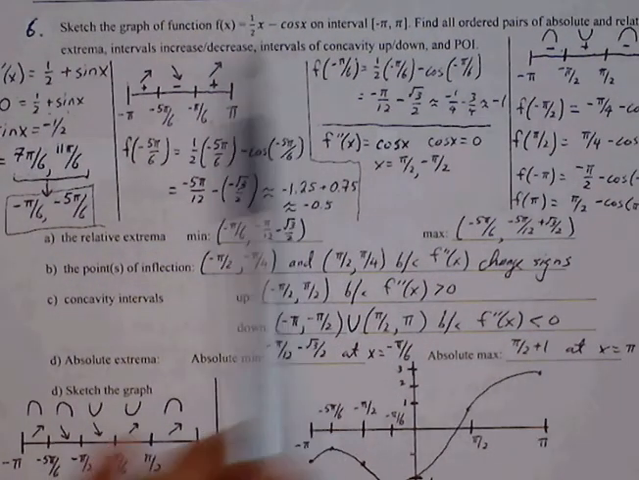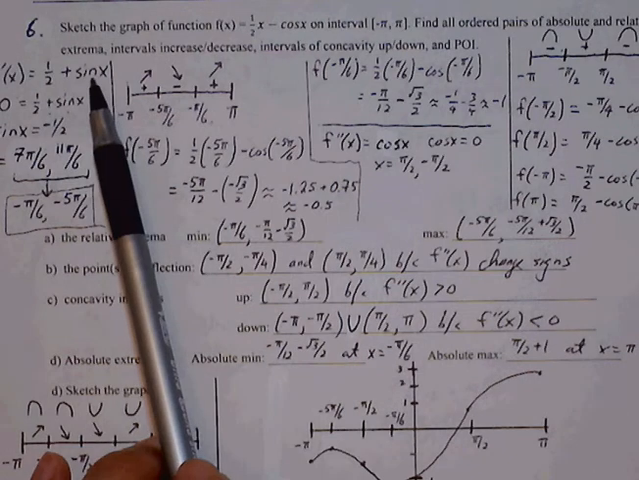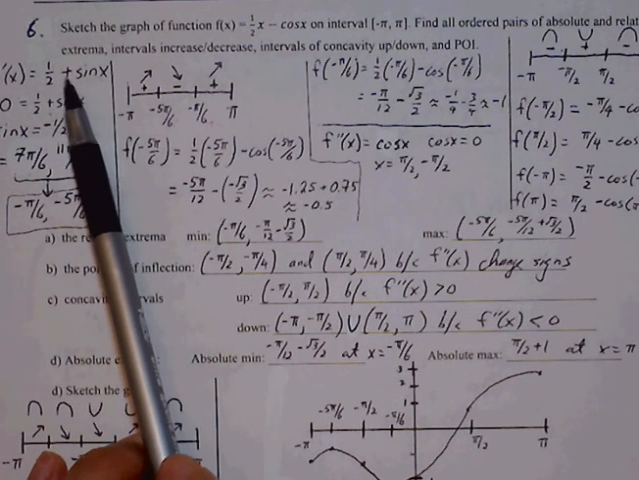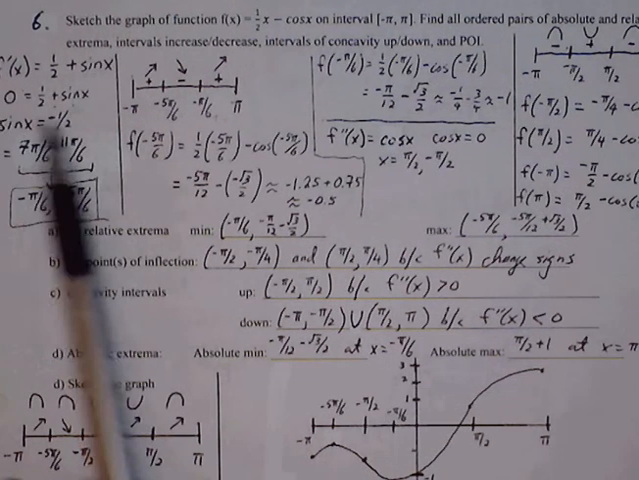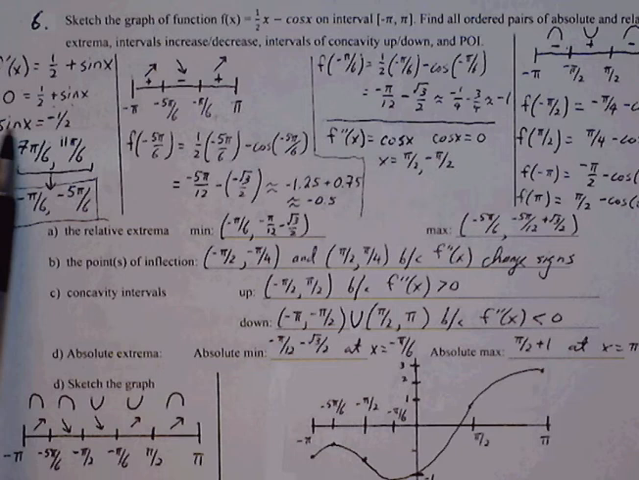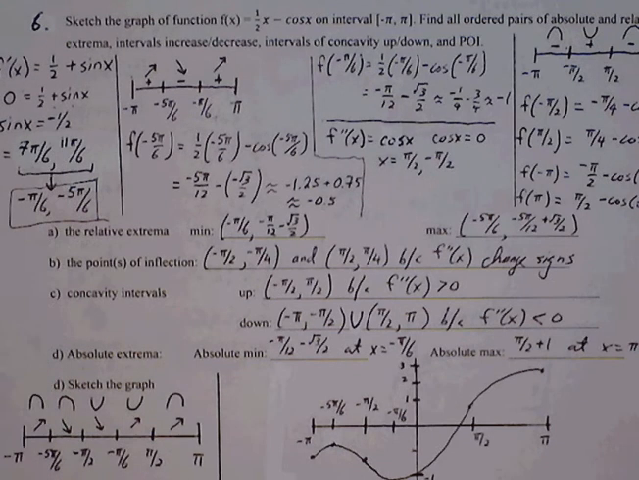1/2 x goes to 1/2, cosine x goes to negative sine of x. So two negatives cancel out to be a positive. Set that equal to 0 to find our critical point, and then set sine of x equal to negative 1/2.